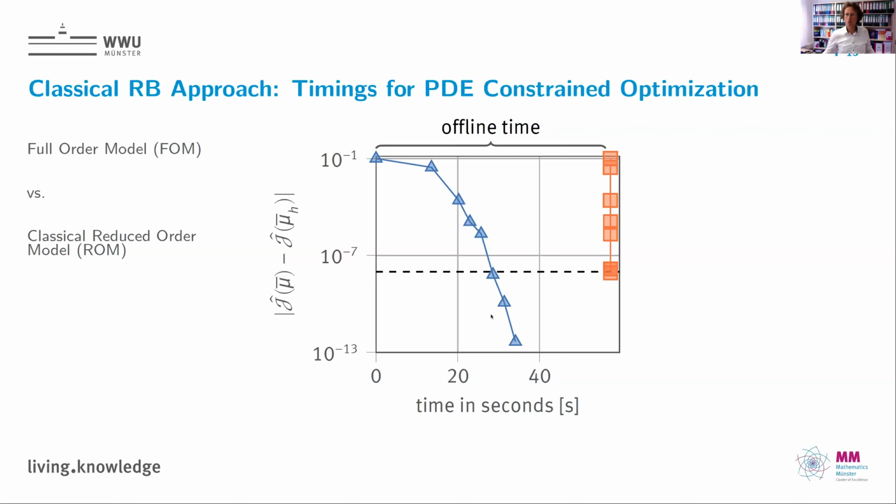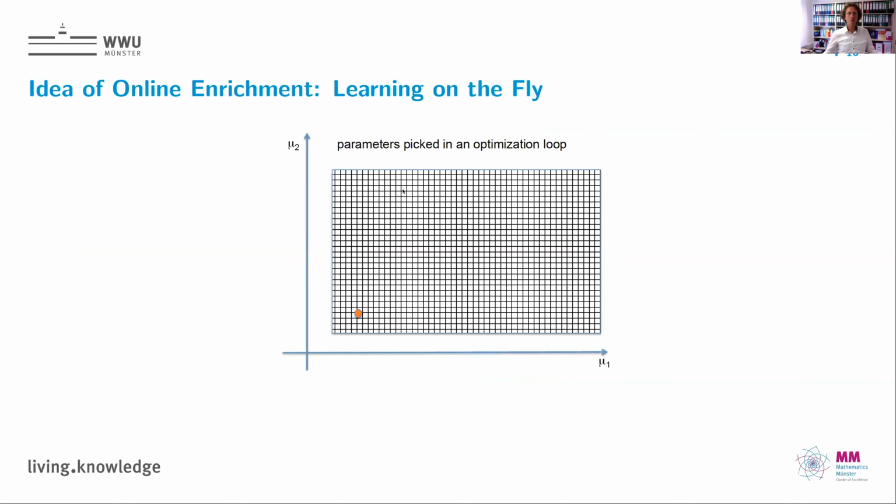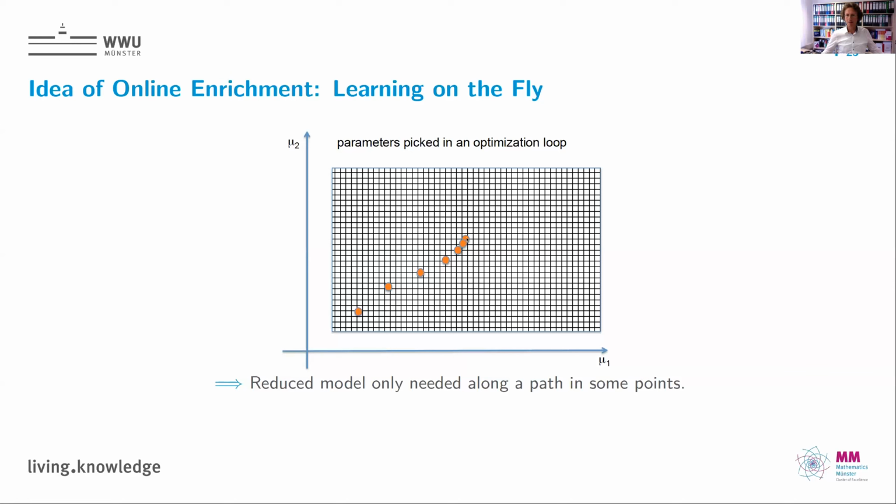What I now want to show you is a new paradigm. And this new paradigm is online enrichment, or as I also call it, learning on the fly. So we want to learn a reduced model not by just preparing the model in an offline phase and using it in an online phase, but we want to learn it while the outer optimization loop is running. So if your optimization loop is running, then you start with an initial guess of your parameter, and then in each step of the outer optimization loop, you get a new parameter until your optimization loop has converged.